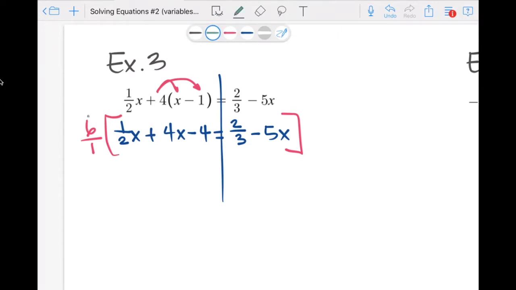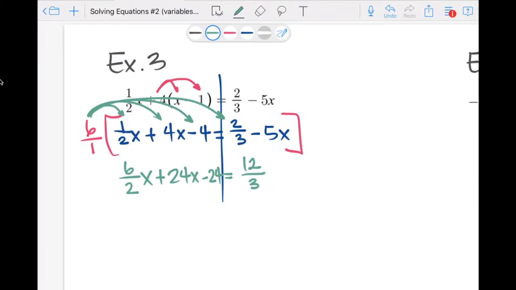6 over 1. So 6 over 1 times 1 over 2 is 6 over 2x. 6 over 1 times 4, we can just at that point say 6 times 4 is 24x. 6 times negative 4 is negative 24. All right, on the right side, don't forget you've got to multiply both sides. So 6 times 2 is 12, and then 1 times 3 is 3. And finally, 6 times negative 5 is negative 30, and it's an x term.